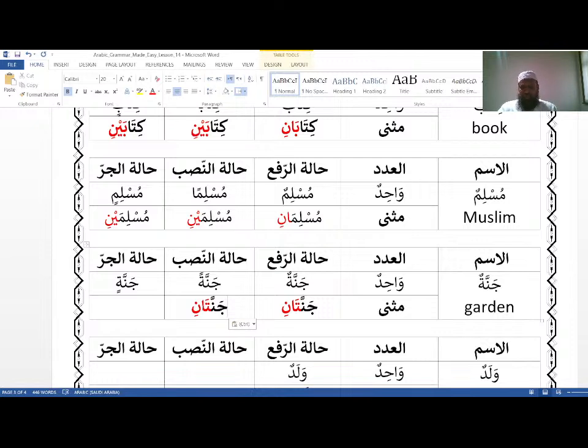Jannatani is muthanna, two gardens. In halatul nasab it will be with the ya, jannatayni, and also in halatul jar with the ya, jannatayni.